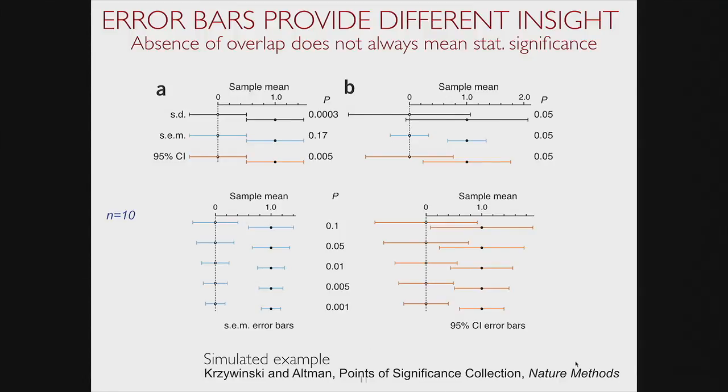Okay? And here's just another situation. Again, they show for different p-values what standard errors of the mean would look like versus what the confidence intervals would look like. And so generally, you can tolerate a lot more overlap in confidence intervals than you can tolerate overlap in standard errors of the means in order to have this type of p-values. Okay?